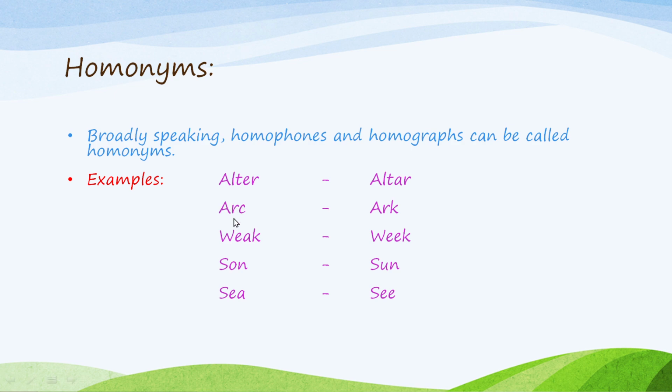When I say ARC, it is a part of a curve. But when I spell it as ARK, it means a large wooden ship. When I spell WEAK, it means having little physical strength or energy. But when it is spelled WEEK, it means a time span or a period of 7 days. SUN, son.